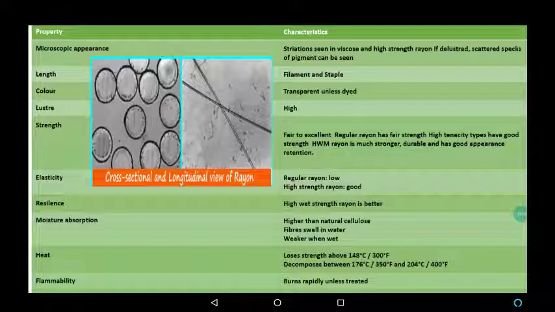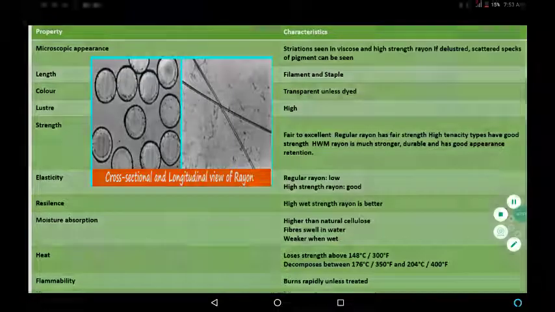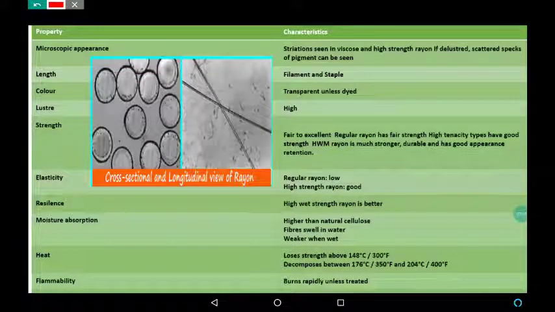Just take a look at the properties of rayon fibers. When we look at its macroscopic appearance, striation is seen in viscose and high strength rayon. If delustered, scattered specks of pigment can be seen. Here you can see. Then its length: it can be a filament fiber or a staple fiber. It depends on the requirement of the producer.